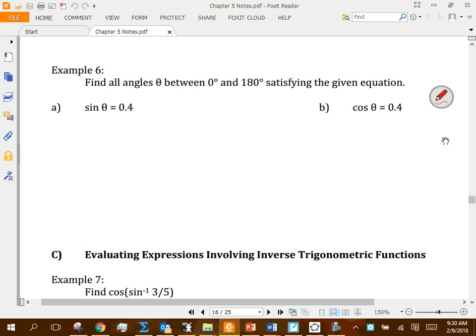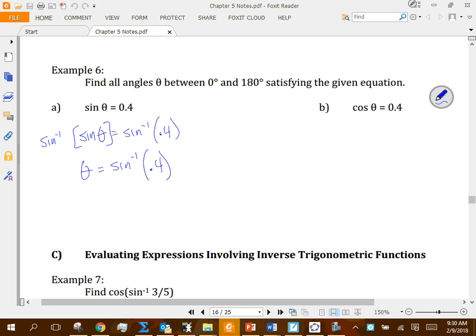The first thing to do here is, sine of theta is equal to 0.4. This is not a really nice number. I'm going to take the sine inverse of this side, because I want to know what theta is, right? On the left-hand side, I get theta. On the right-hand side, I get sine inverse of 0.4.